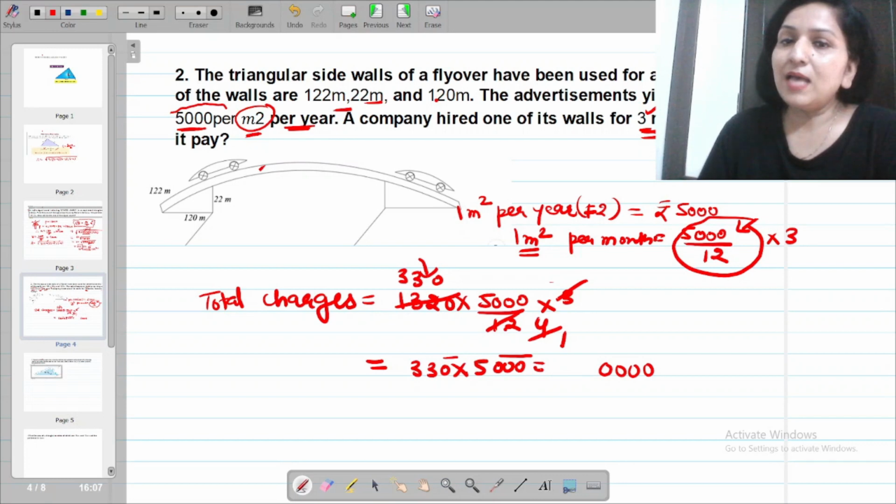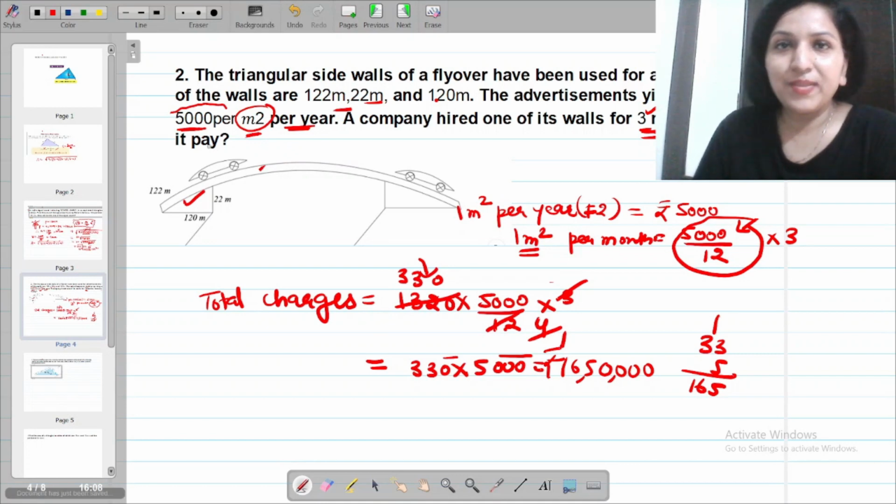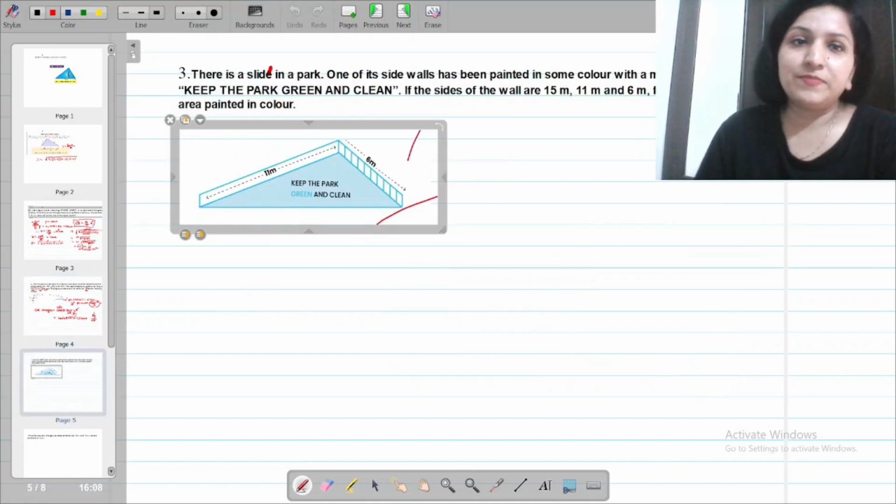Now 33 has to be multiplied by 5. 5 into 3 is 15 and 15 plus 1 is 16. So the product is 165. And what is this amount? It is rupees. Don't forget to mention the denomination. What is the value, the unit? It is in rupee. So the total charges are 16,50,000 if this portion is to be hired for 3 months, and the cost is 5,000 per meter square per year. Okay, interesting enough. Let's move to the next question.